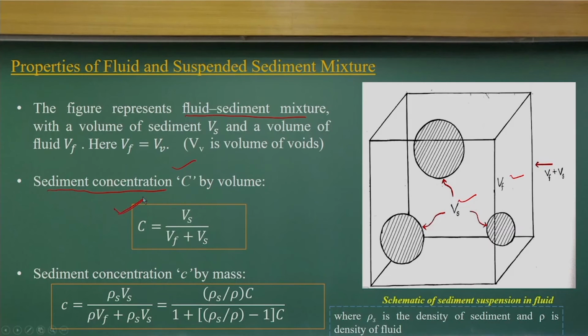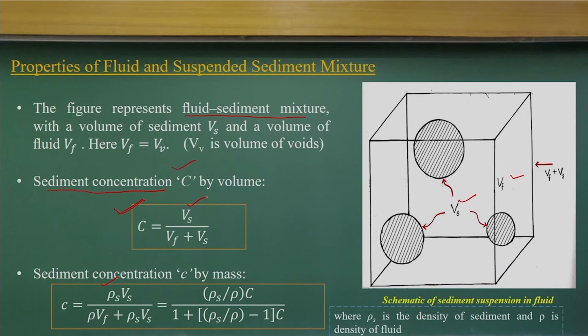So that is, in terms of volume, how much area is occupied by the sediment particles. Let us talk about the sediment concentration C by volume. When you talk about volumes, we can have the volume of sediment by the total volume, which will be Vf plus Vs. So we can calculate the sediment concentration. It is a very simple way to know how much concentration there is. The higher the presence of sediment, the higher the sediment concentration, so C will be a higher value. If there is low sediment concentration, that means Vs will be less, and C will be less.